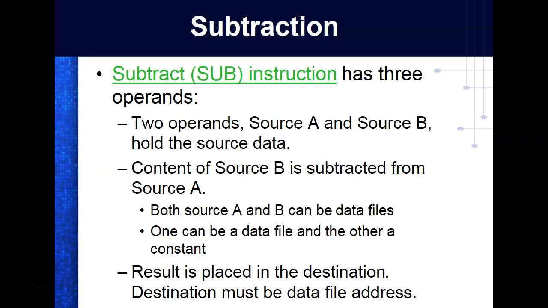So one of these has got to be direct address. One of them's got to be a variable, right? You understand that? Yes or no? And then your destination has to be direct address because you've got to store your answer in memory somewhere. Everybody understand that? So both A and B could use direct addressing, right? Or one of them could use immediate addressing, one of them could use direct addressing. But the destination has got to be direct address.